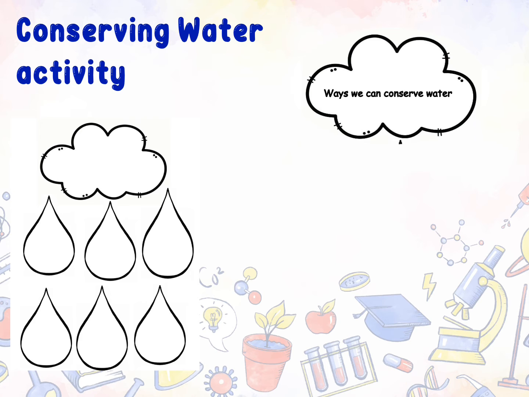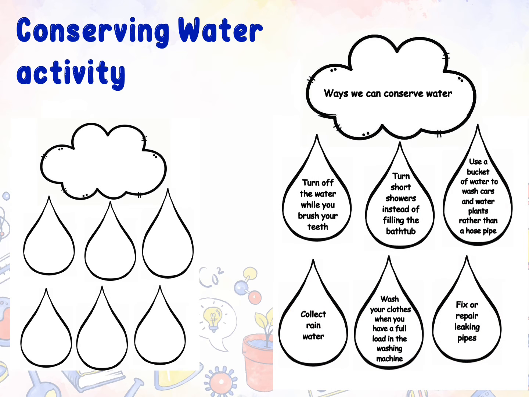We discussed this already, you can do it very easily, right? But I'm just showing you here. Turn off the water while you brush your teeth. Take short showers instead of filling the bathtub. Use a bucket of water to wash cars and water plants rather than a hose pipe. Collect rainwater. Wash your clothes when you have a full load in the washing machine. And fix or repair leaking pipes.